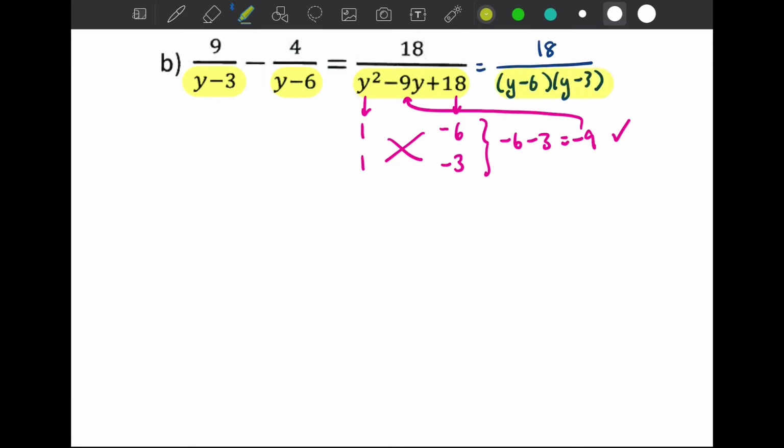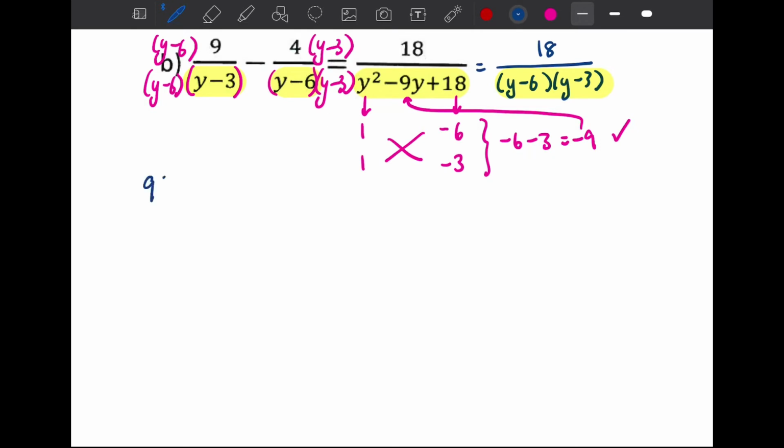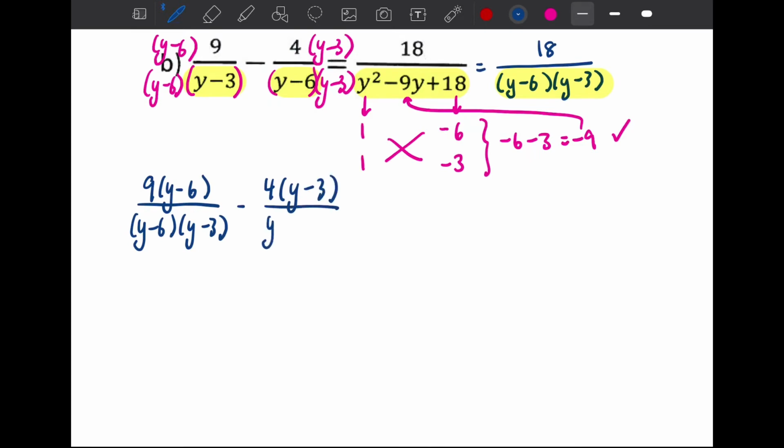Now you can see that y minus 6 times y minus 3 is the lowest common multiple. So it looks like I just need to multiply the first term by y minus 6 and the second term by y minus 3 and leave the third term alone. We have 9 times y minus 6, minus 4 times y minus 3, all over y minus 6 times y minus 3, which equals 18 over y minus 6 times y minus 3.